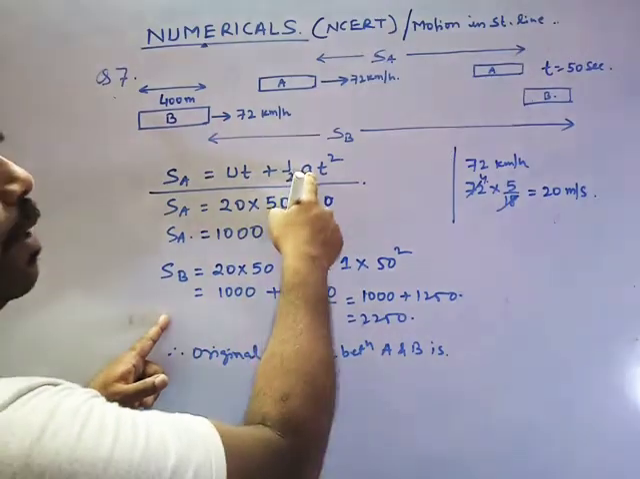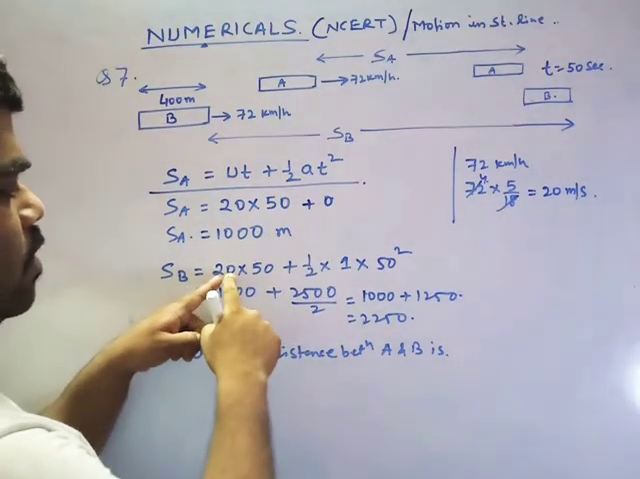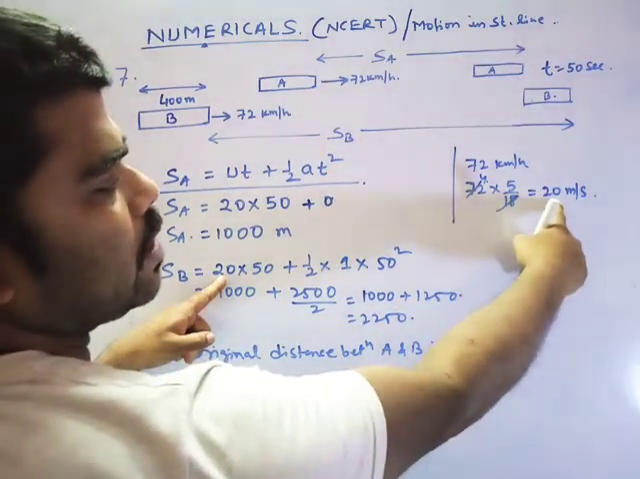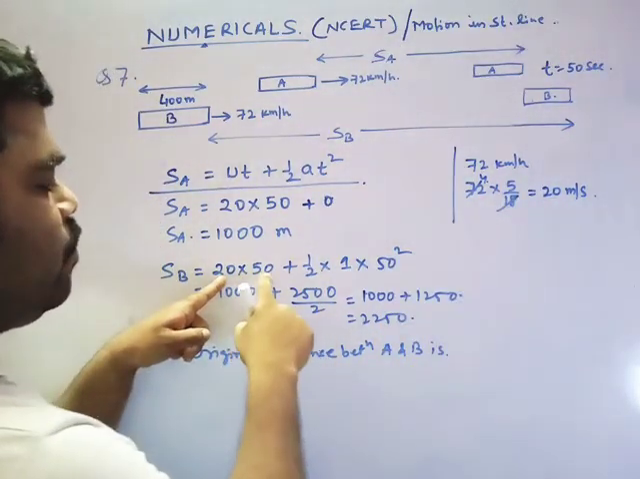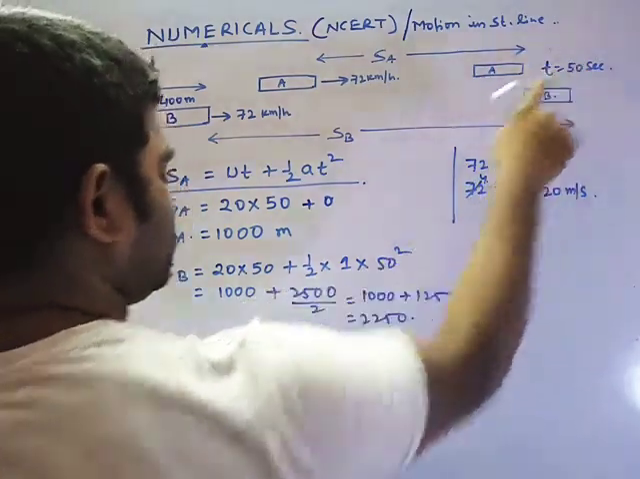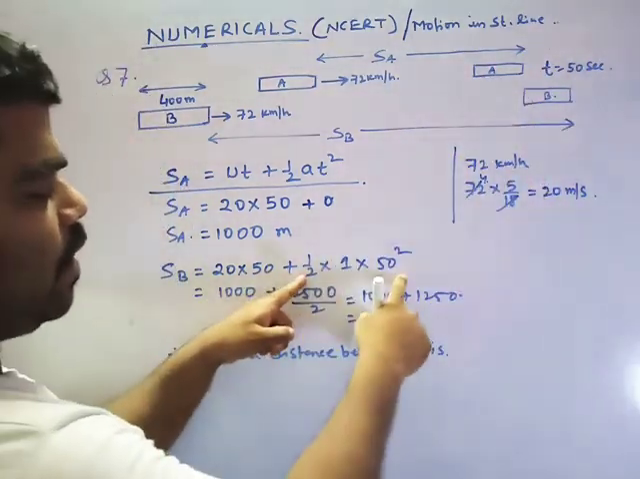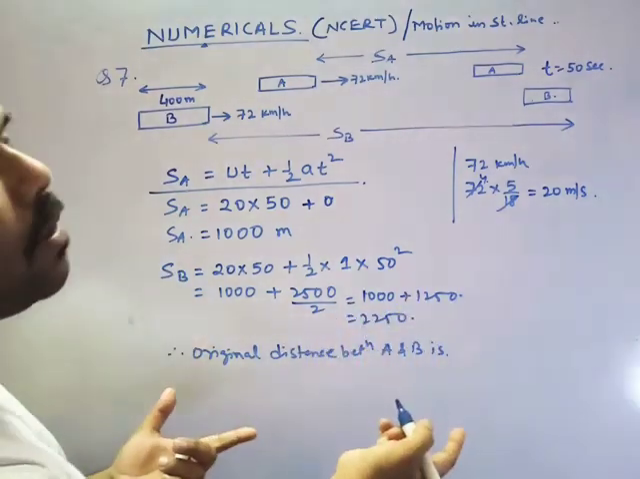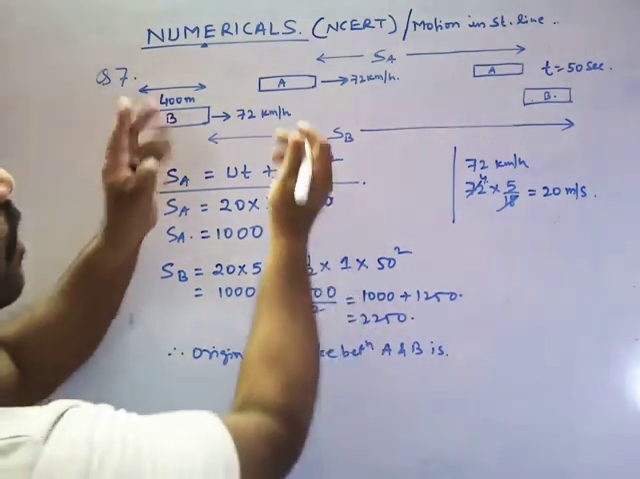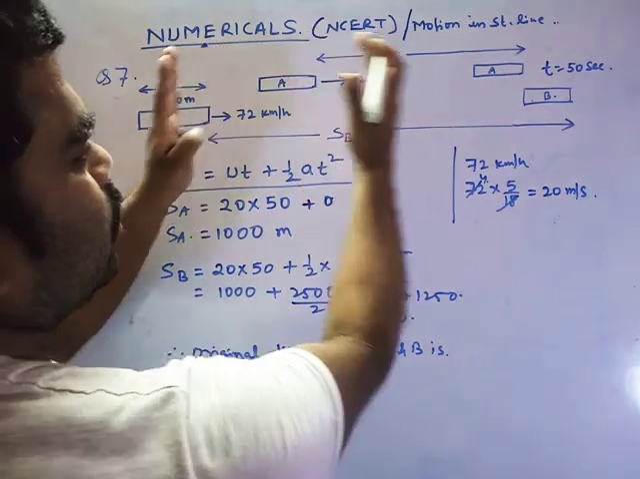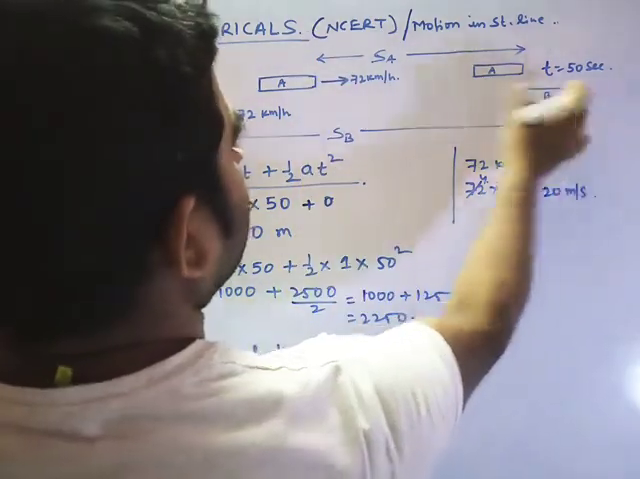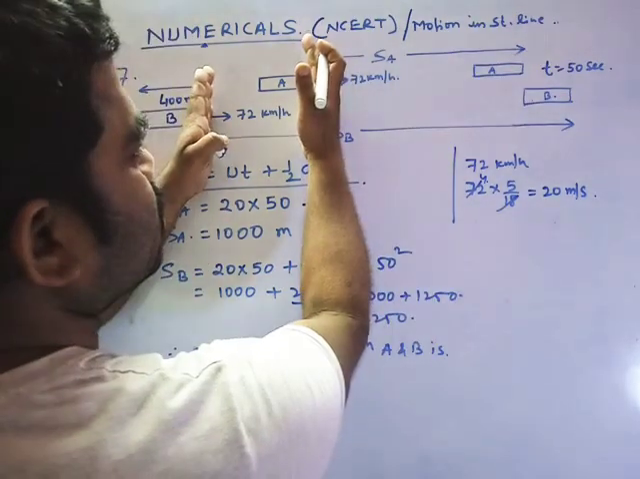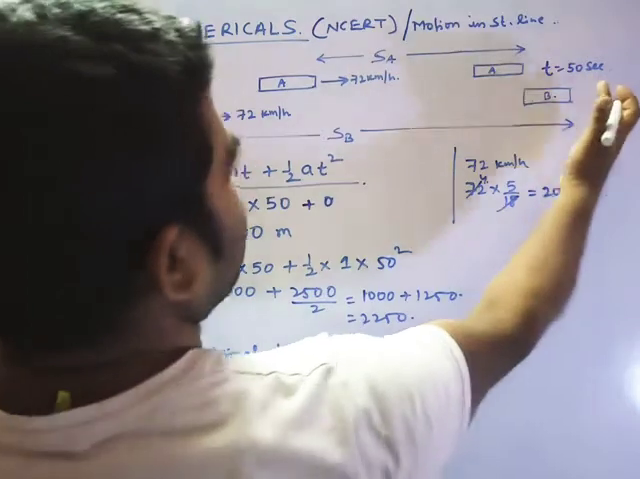Train B also has acceleration. So again, the speed is 72, and I have converted 72 into meters per second, so it is 20. 20 into 50, the time taken, plus half of a t square. Okay, that is what we got. Now how much distance is left? How do we find the distance? Definitely from here to here. If it is s B, we will subtract like this. This is your original distance. So this is s B minus s A.